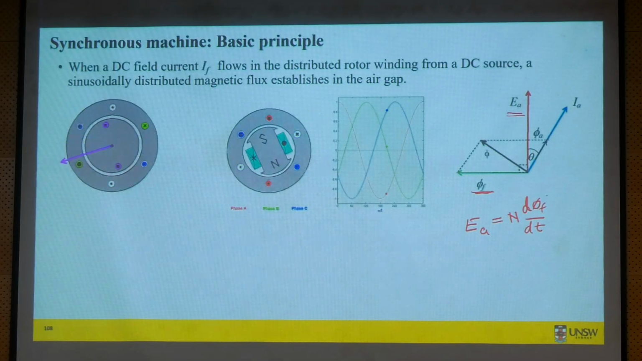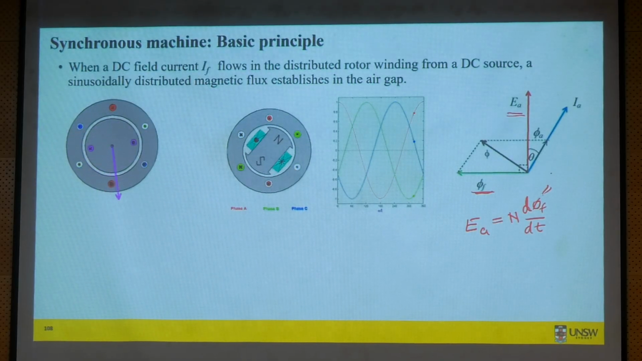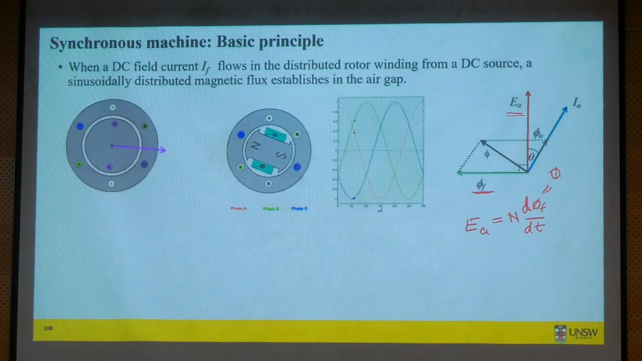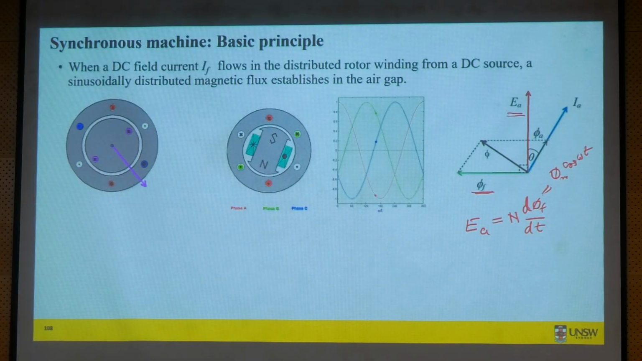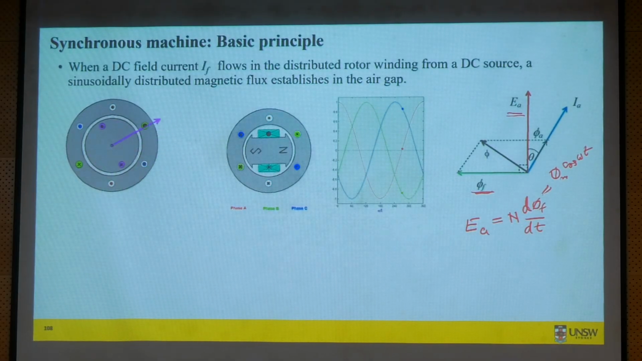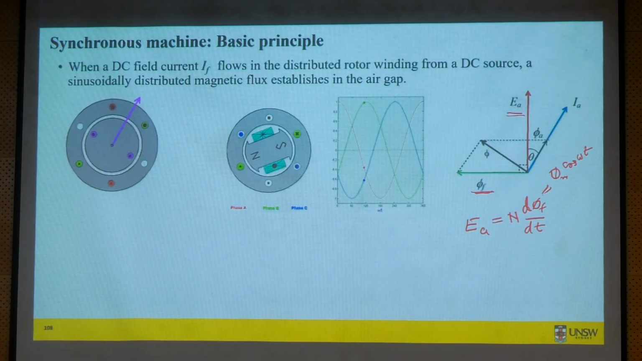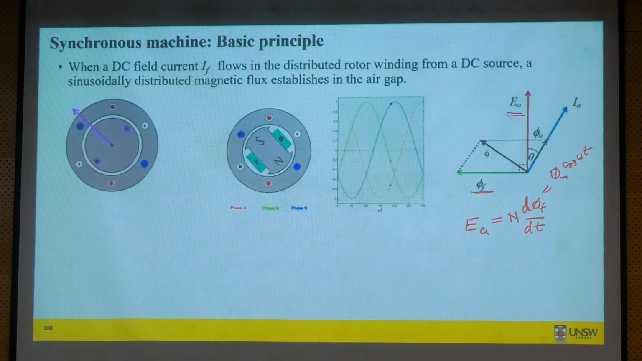So if we consider flux phi f to be, let's say, a cosine function, cos of omega t, then our back EMF, once we differentiate it, we'll get a sine function, right? So what does it mean? It is a 90 degree phase difference between back EMF and flux. So from there, we draw our back EMF phasor and flux always 90 degrees to each other, okay?